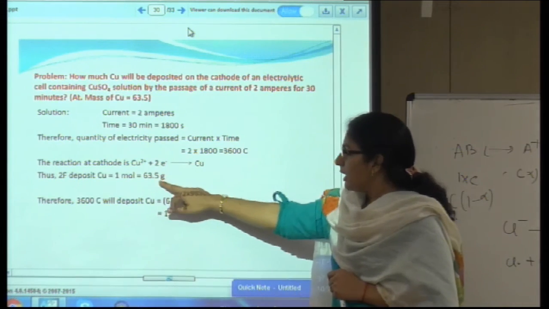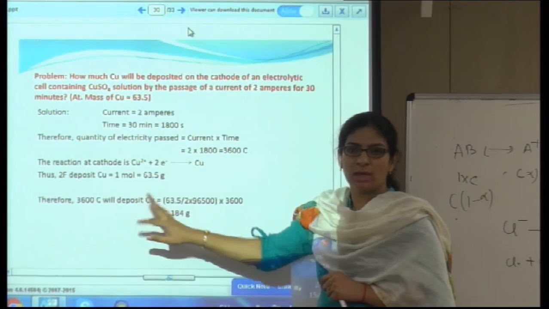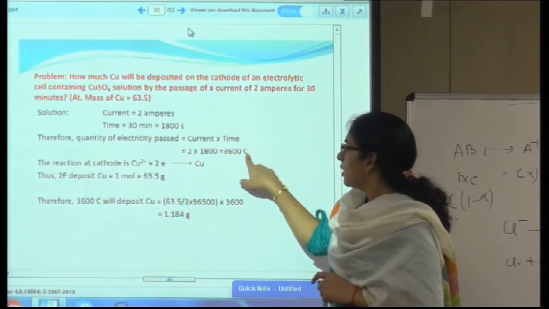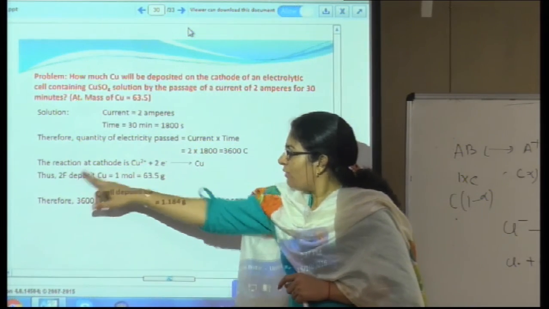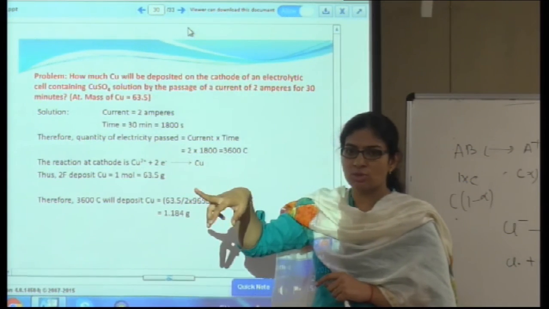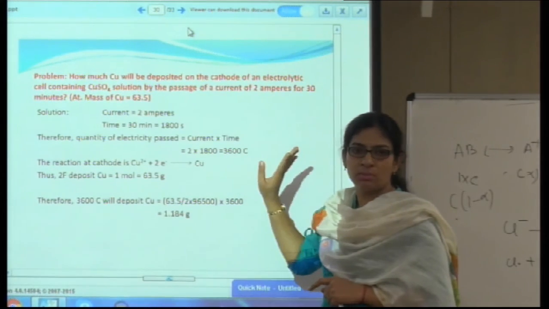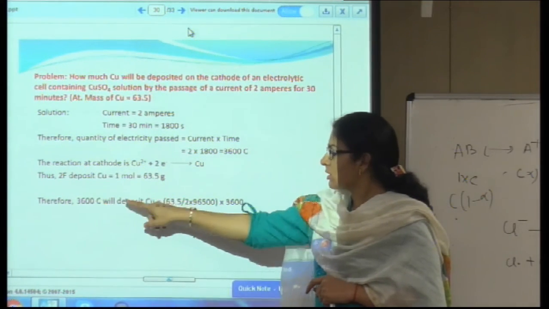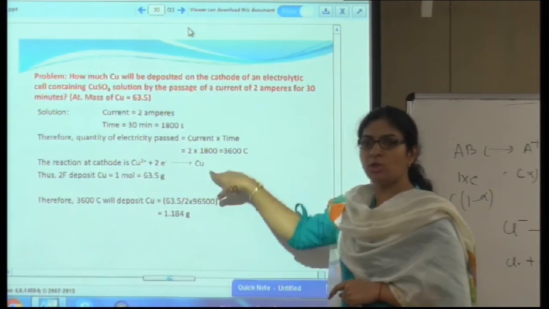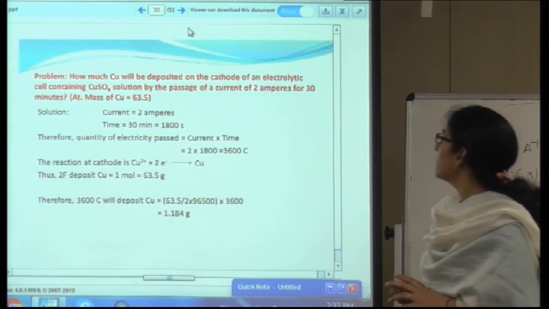So if 2 Faradays can deposit this much, then you can calculate how much is deposited by a given charge. Because 2 Faradays can deposit this much, but the charge that you are passing through the solution is not 2 Faradays, it is 3600 coulombs. So the mass will be 63.5 divided by 2F into 3600. So this much copper will be deposited. Next please.